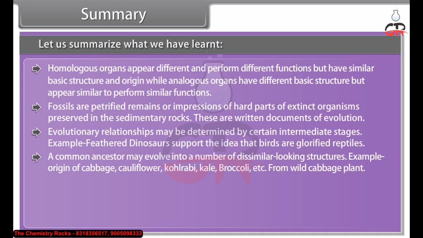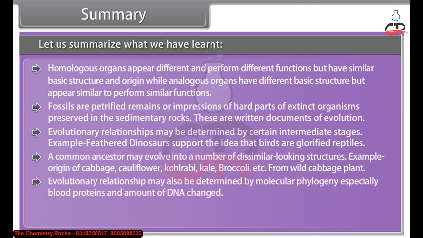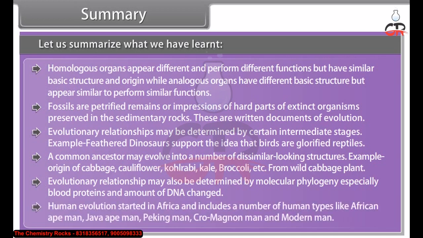from the wild cabbage plant. Evolutionary relationship may also be determined by molecular phylogeny, especially blood proteins and the amount of DNA changed. Human evolution started in Africa and includes a number of human types like African ape man, Java ape man, Peking man, Cro-Magnon man, and modern man.